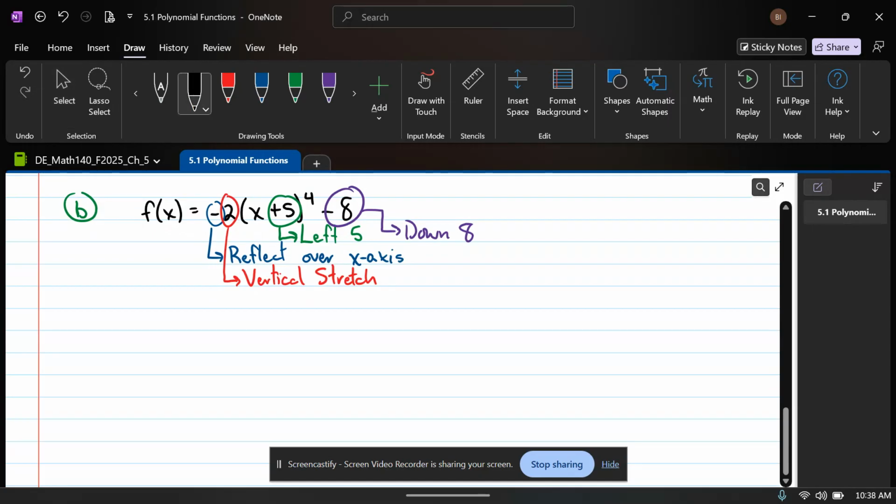So, zeros of a polynomial. What's another word for zeros? Remember from maybe quadratics. X-intercepts. What's another word for that? There's a couple more that we may have used in the past.